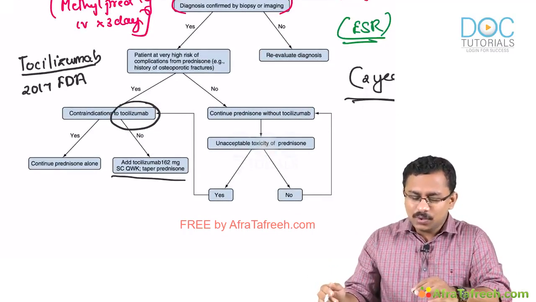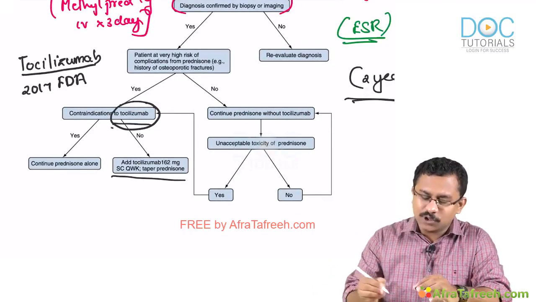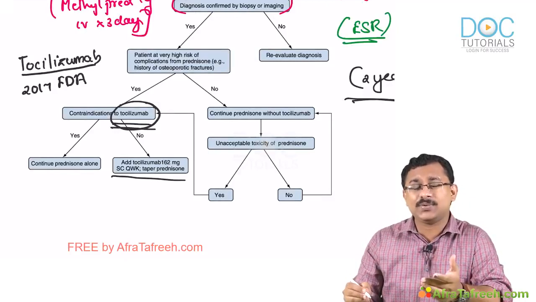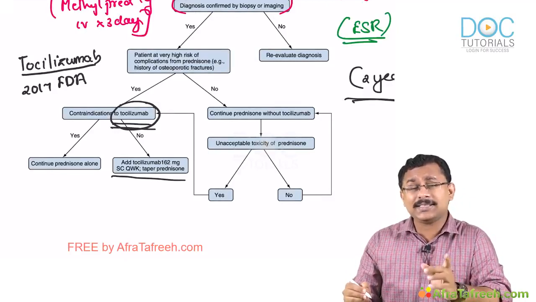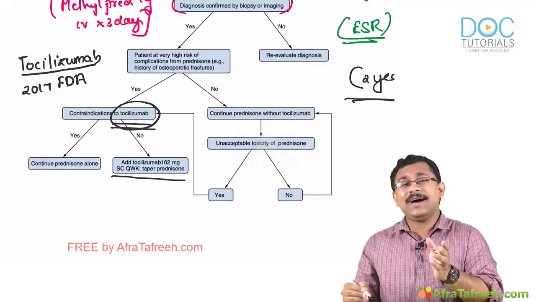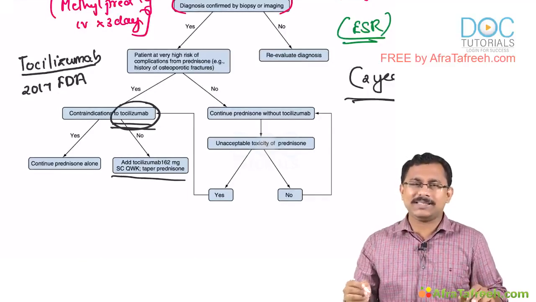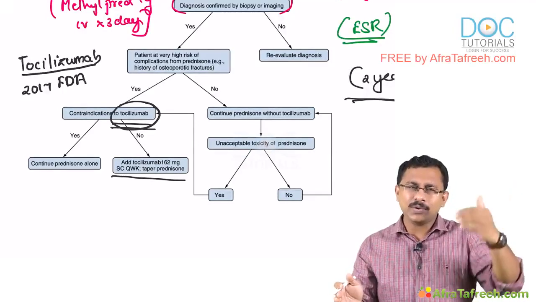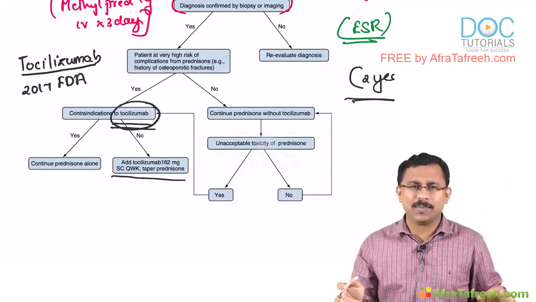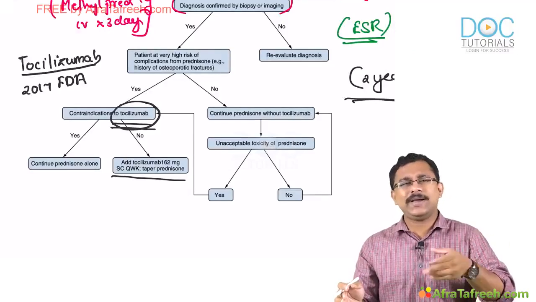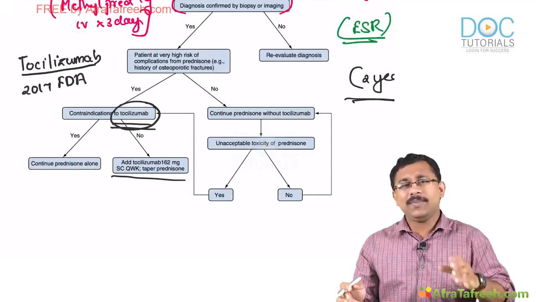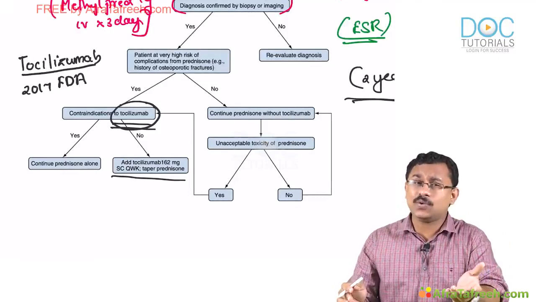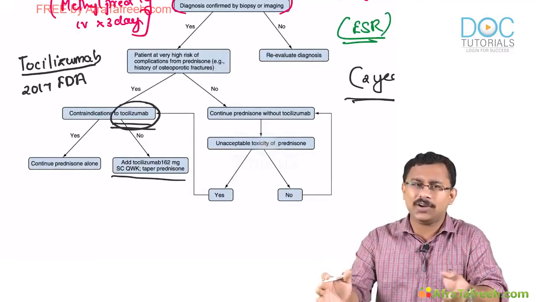So the use of tocilizumab is not in all patients with giant cell arteritis. It is given when the patient is having higher risk of developing complications, which means, say, persistently high ESR, or when you're trying to taper the dose of steroids and again there is a flare up of disease activity. In such patients you can add tocilizumab. But if the disease is very well responding to your steroids, then you need not add tocilizumab.